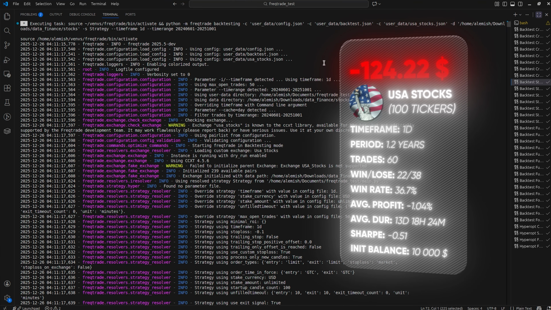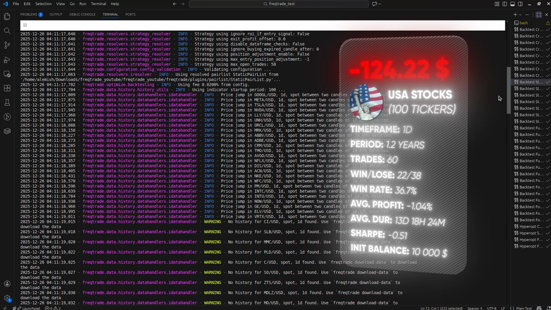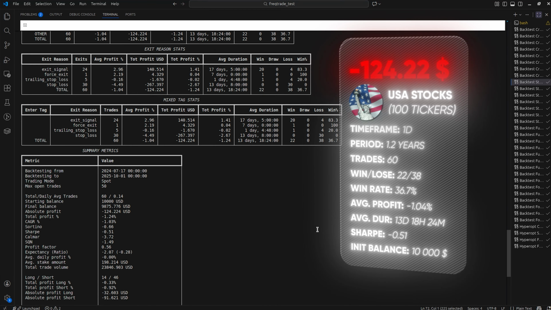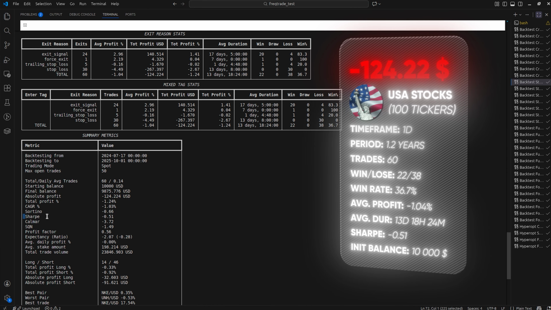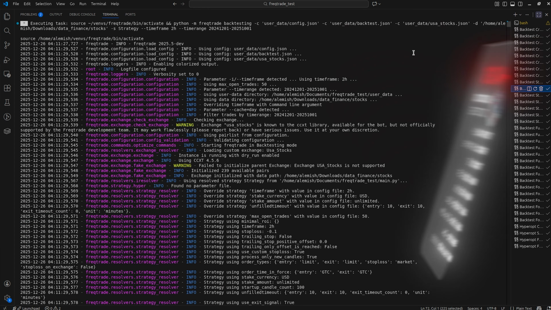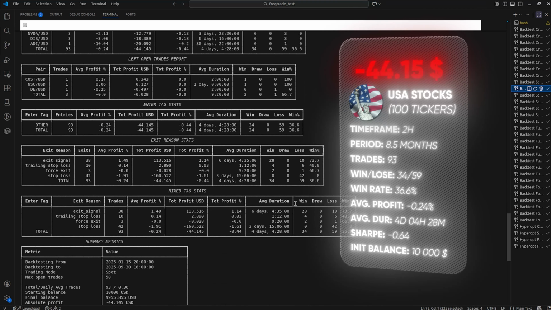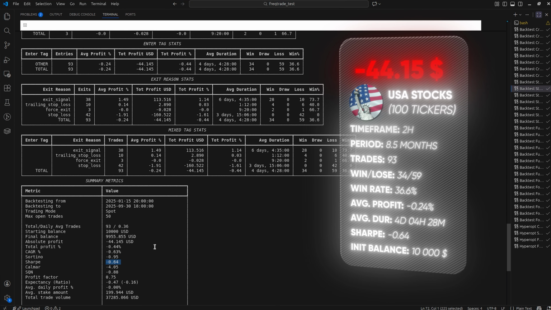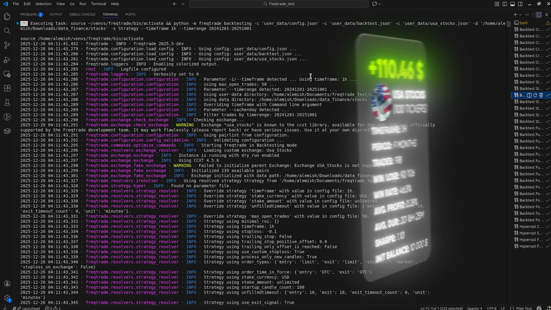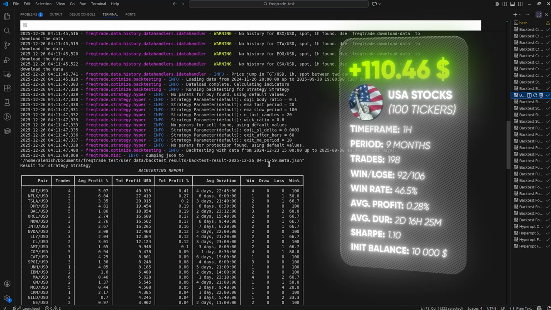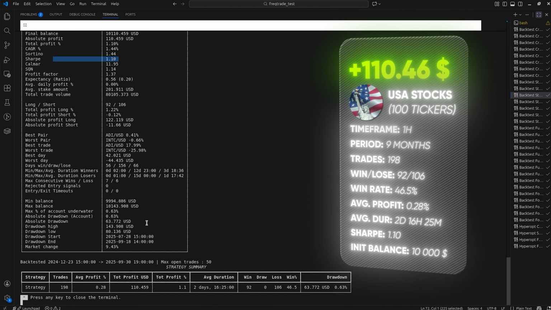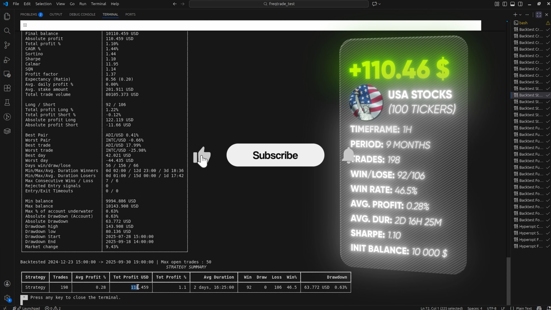Once again, starting with 1 day time frame. Our logs, table with best and worst pairs, and our main metric Sharpe is minus 0.5, and we lost $120. 2 hours time frame. Once again, negative Sharpe, minus 0.64, and we lost only just $44. 1 hour time frame. Finally, a positive Sharpe, 1.1, and our profit is $110.